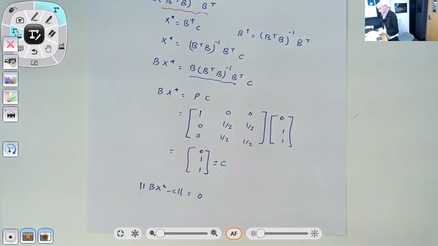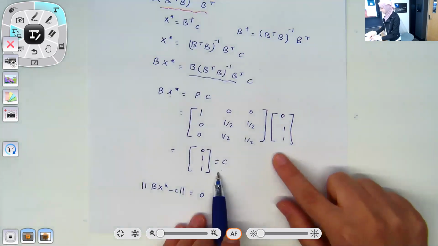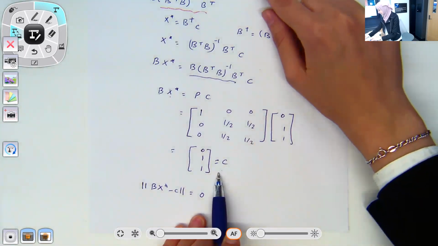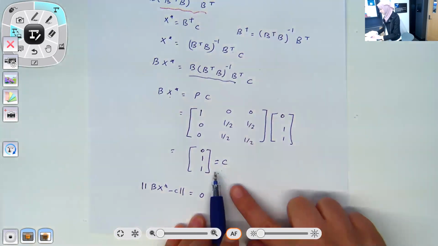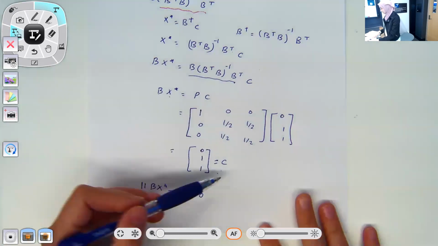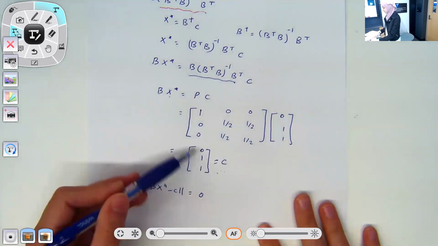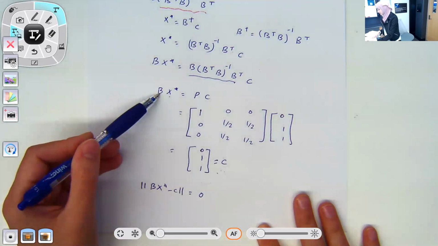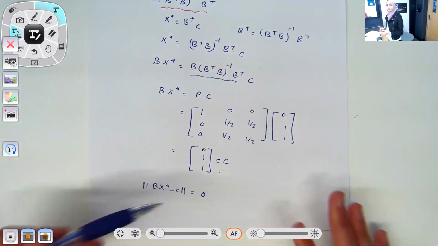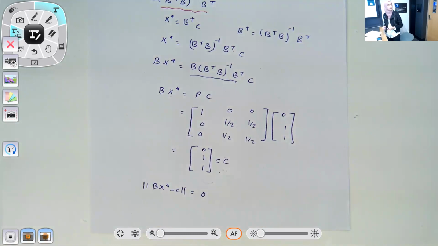In addition, you can say that the vector C is in the column space of matrix B. It's easy to see that the value of C is the same as the value of Bx star. If you subtract these, you will get 0. This is the solution for questions 1 to 3.